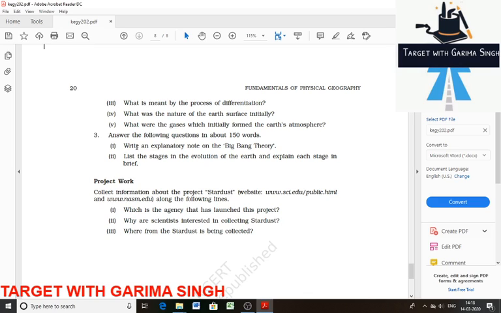So the Big Bang theory, also called the expanding universe hypothesis: Edwin Hubble in 1920 provided the evidence that the universe is expanding. The galaxies move farther apart as time passes. It says that galaxies are moving away from each other. The universe appears to be growing larger.